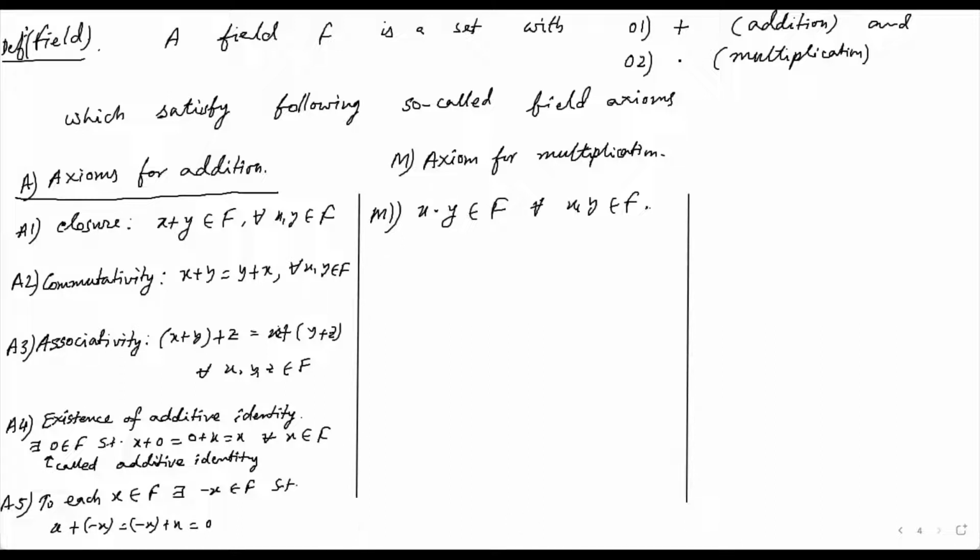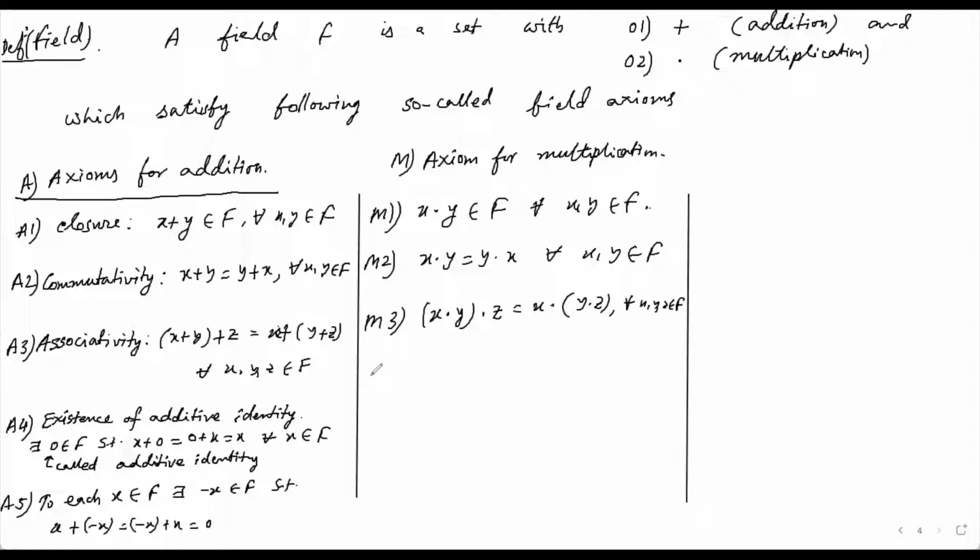The second axiom for multiplication is also called commutativity. So multiplication is commutative: x times y equals y times x for all x, y belongs to F. And associativity, M3, the third axiom: (x times y) times z equals x times (y times z), for all x, y, z belongs to F. This is the third axiom for multiplication.